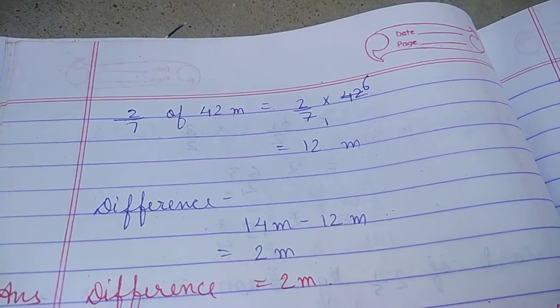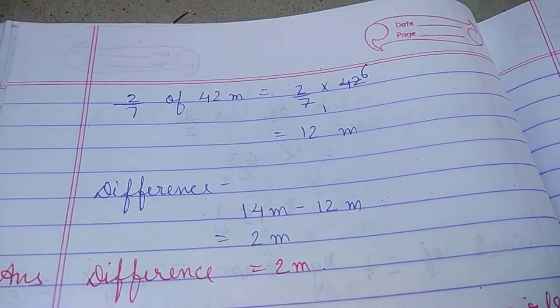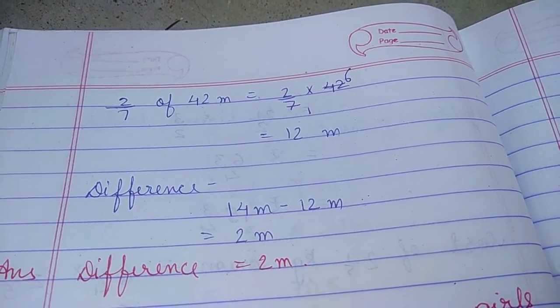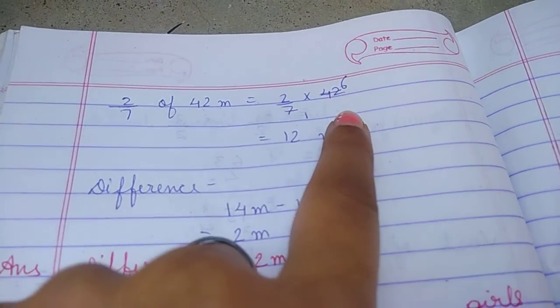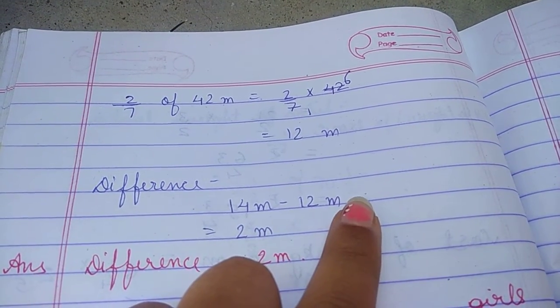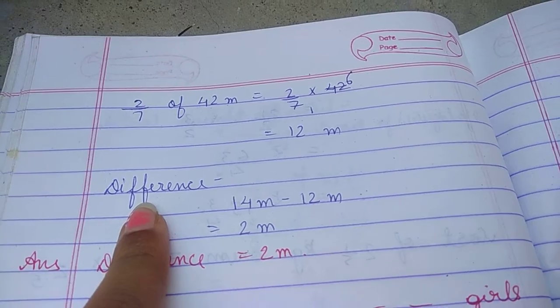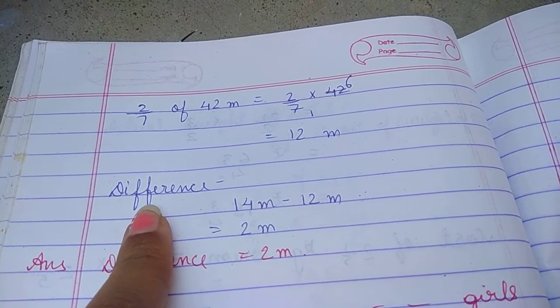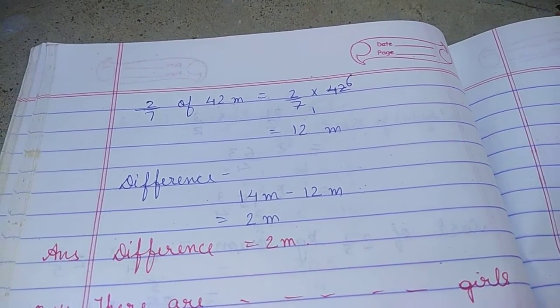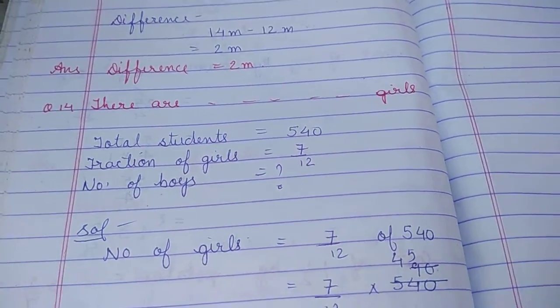And the next expression is 2.7 of 42, replace 'of' by multiplication. So 2.7 multiplied by 42, 7 1s are 7, 7 6s are 42. So what is the final answer? 2 into 6, 12 meter. All you have to do is find the difference of the two answers. So 14 meter minus 12 meter, the answer is 2 meter. Easy question.